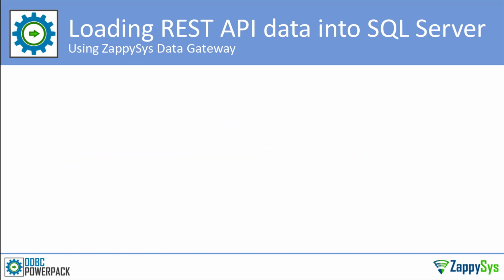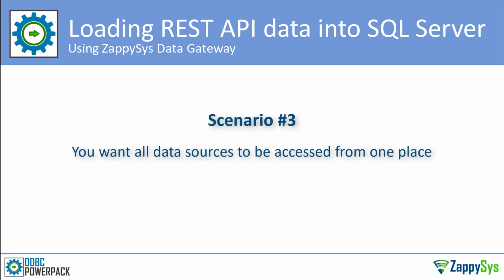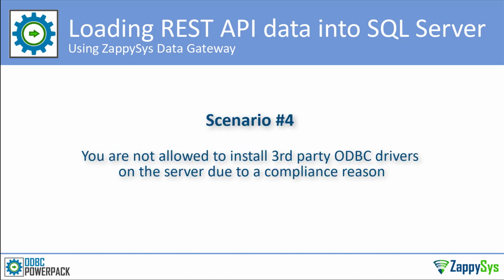and then connect to ZappySys Data Gateway from a non-Windows machine. In the third scenario, you want all data sources to be accessed from one place instead of configuring each ODBC data source on every client machine. In the last case, you are not allowed to install third-party ODBC drivers on the server due to a compliance reason, simply meaning the system administrator doesn't allow you to install ZappySys ODBC PowerPack directly on the server you want to access data on. Therefore, you will need to install ODBC PowerPack on another machine and configure data sources using the gateway.